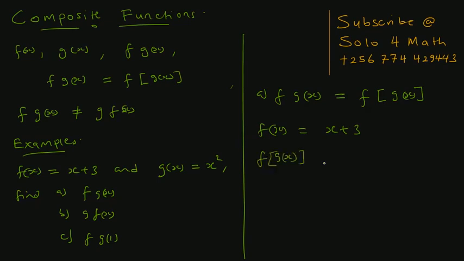So what is our f(g(x))? We know g(x) is x squared. So in the function f(x), where there is x, let's put x squared. So this would be equal to x squared, where there is x we put x squared, plus 3.